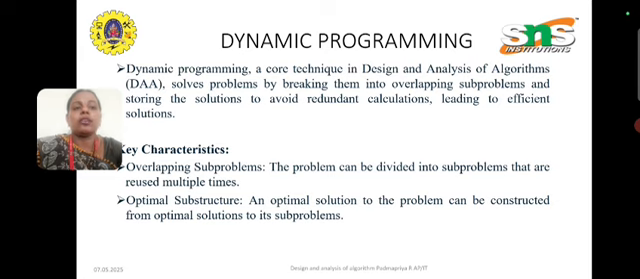Dynamic programming is the core technique in DAA, which solves problems by breaking them into subproblems, and each subproblem's solution can be stored for avoiding redundant calculation, leading to efficient solutions. So what are the key characteristics we are going to see in dynamic programming? First, overlapping subproblems. What is overlapping subproblems?